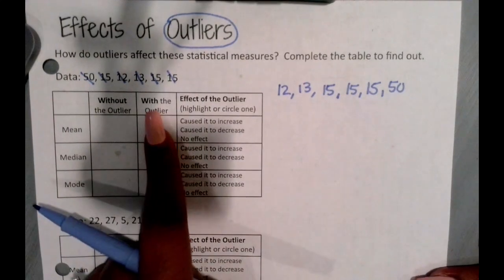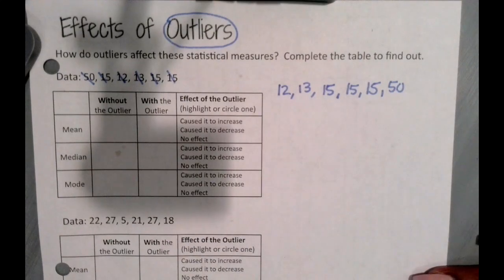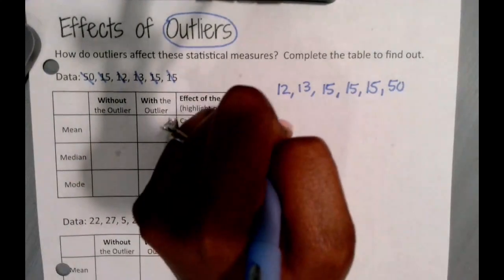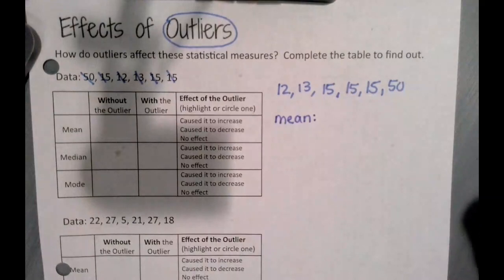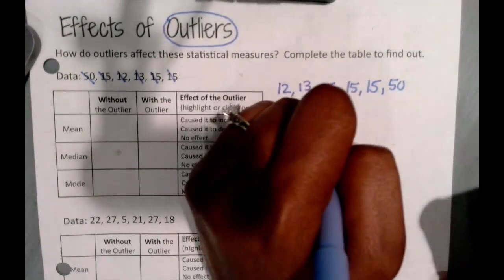So the first column that I'm going to work with is the with the outlier column, because I'm leaving that 50 in, it's already written. And I'm just going to find my three measures of center. So for the first one, the mean, I'm going to go ahead and add up all these numbers. And let's see what we get. So I have 12 plus 13 plus 15 plus 15 plus 15 plus 50. I'm going to divide it by 1, 2, 3, 4, 5, 6, and I get 20.